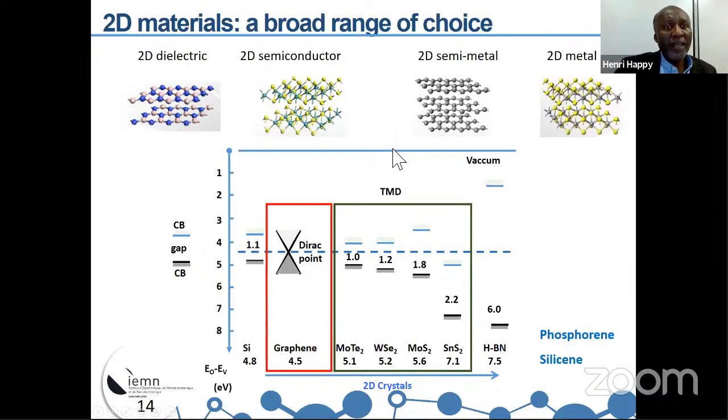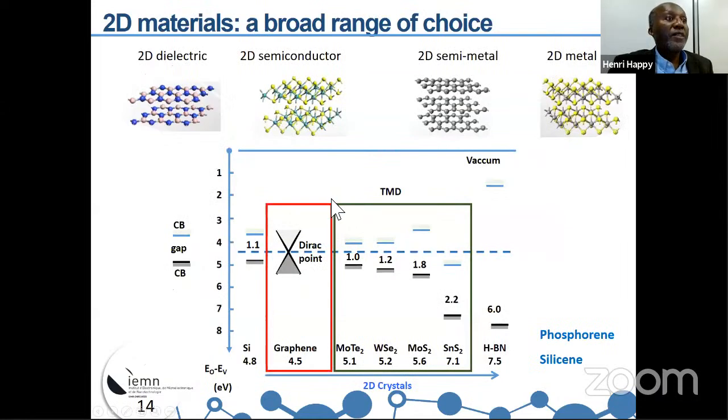So today there exists a large number of materials. The main problem is how to grow these materials and how to maintain their physical properties. I will focus my talk on graphene today, but you need to know that there exist many other 2D materials. And the problem is how to grow these materials at large scale for a given application.